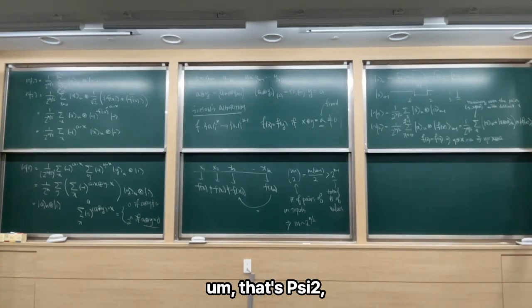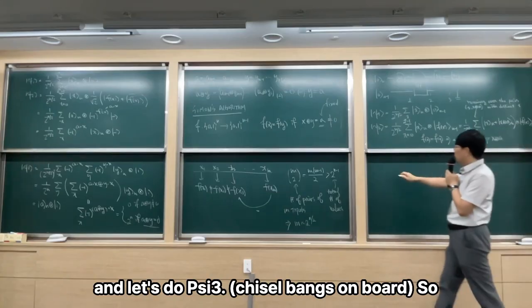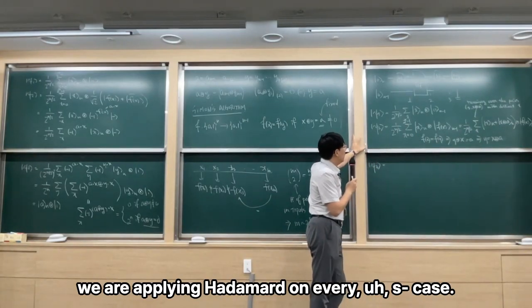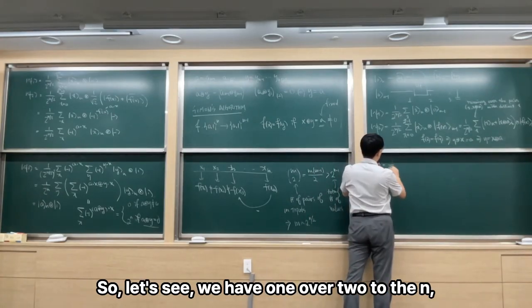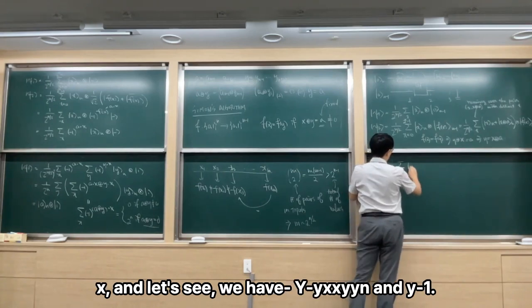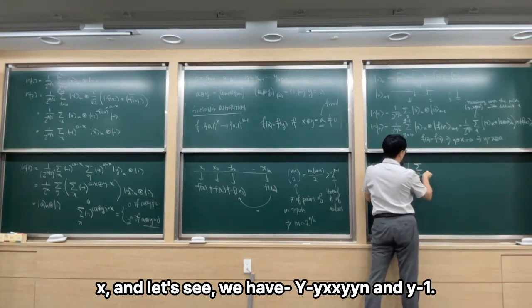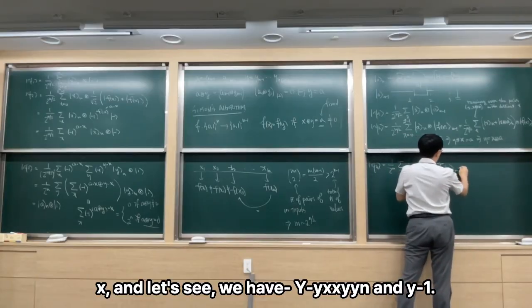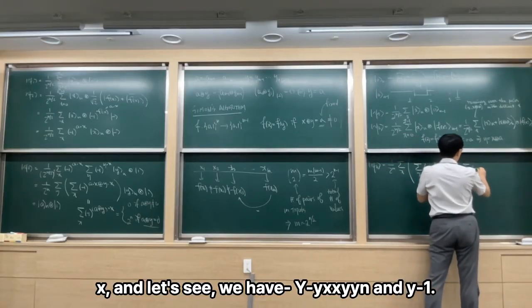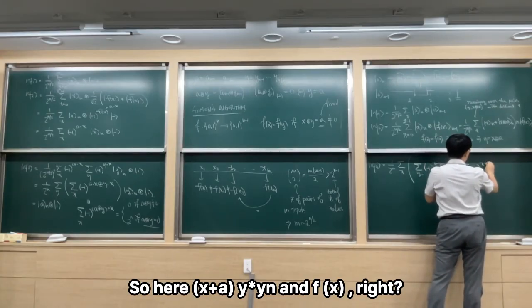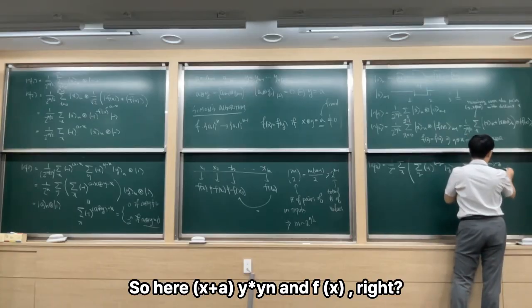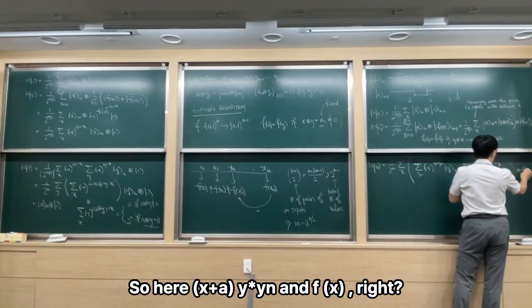So that's psi 2, and let's do psi 3. We're applying a Hadamard on every qubit. So let's see, we have 1 over 2 to the n, sum over y of minus 1 to the x times y, |y>, and we have minus 1 to the (x plus a) times y, |y>, and |f(x)>.